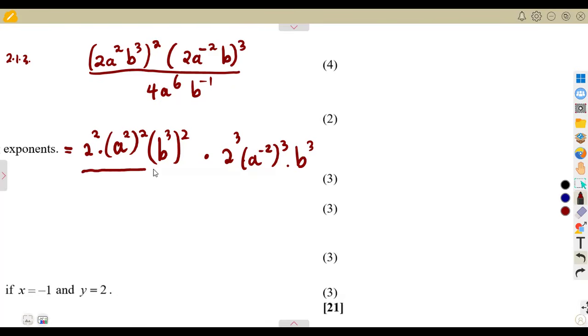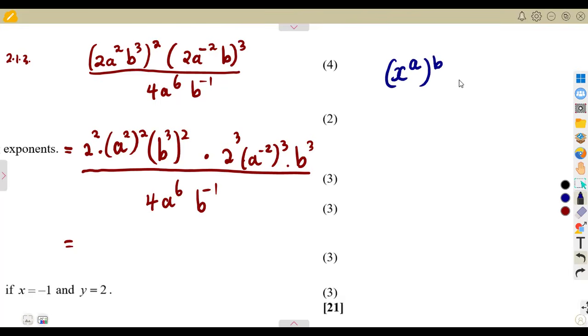Okay, so this whole part here is being divided by 4a to the exponent of 6, b to the exponent of -1. So this is it here. Remember that if I have x raised to the exponent of a, raised to the exponent of b, exponent on exponent, this will give you x to the exponent of ab. An exponent affects an exponent. You multiply the exponents. This is exactly what is happening here. Exponent, exponent, so all this part, you're going to apply this law.